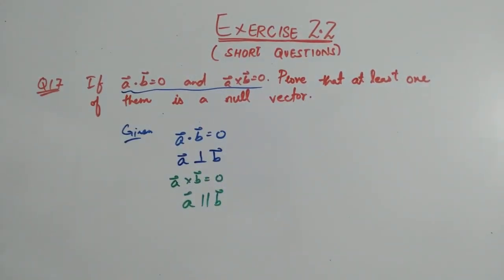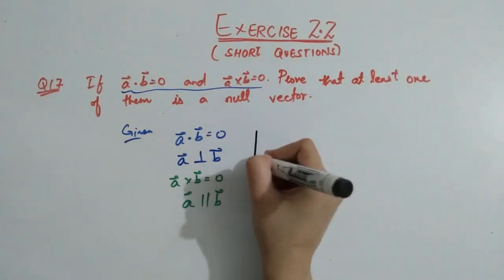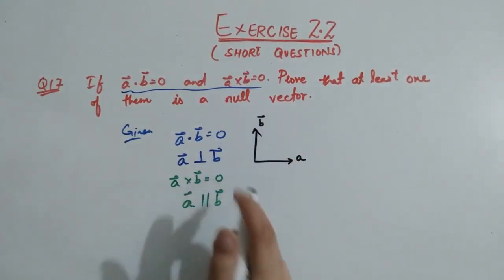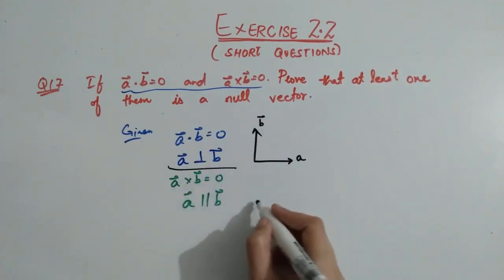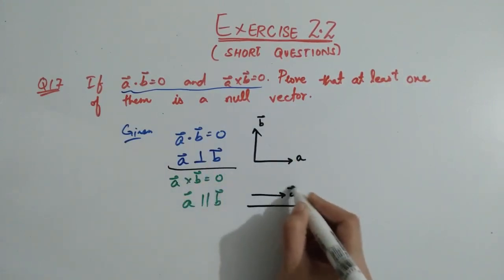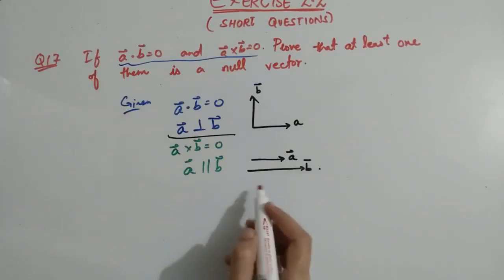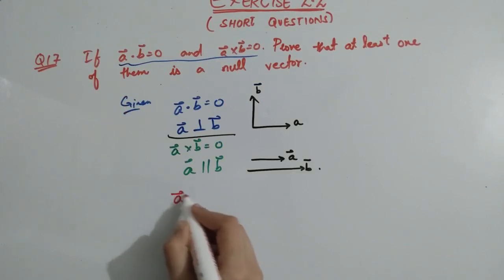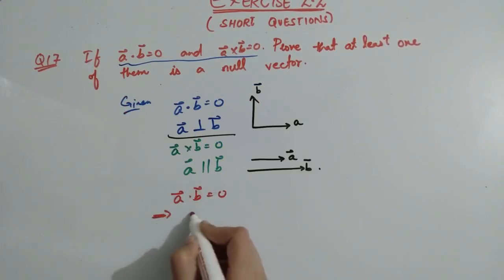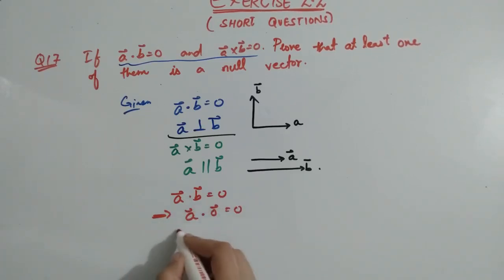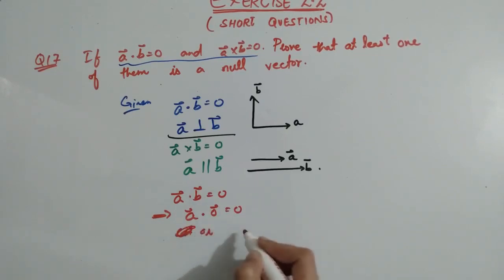If we make its figure, it will look like this, for example, this is a vector and this is b vector. They both are perpendicular according to condition 1, and according to condition 2, they are saying that vector a is parallel to vector b. But you know that this condition is not possible at the same time. So a dot b equal to 0 implies that a dot 0 equal to 0, or you can write 0 dot b equal to 0.